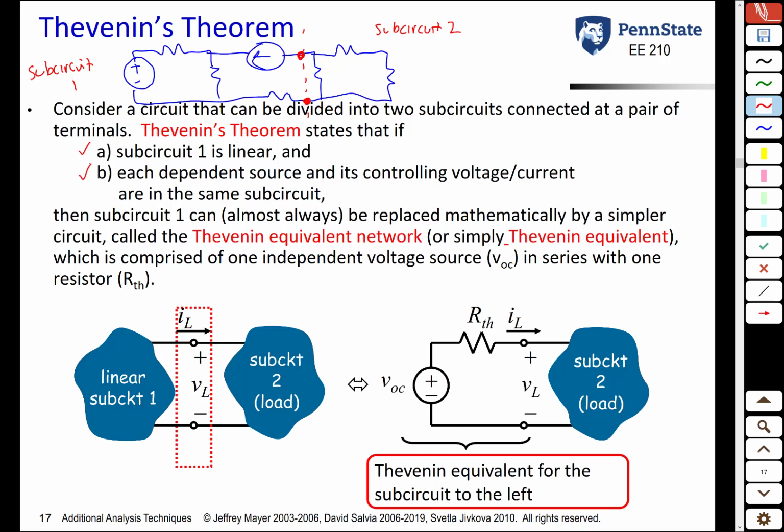Anyway, if both of those requirements are upheld, then what Thevenin's theorem states is that one of the subcircuits, let's call it subcircuit 1 in this case, can almost always be replaced mathematically by a simpler circuit called the Thevenin equivalent network, which consists of nothing more than a voltage source, we'll call it VOC, and a series resistance, we'll call it R Thevenin. In other words, what we're saying is as far as this right part of the circuit goes, the part that we're not simplifying, it doesn't know the difference between the actual circuit to the left and the simplified Thevenin equivalent.